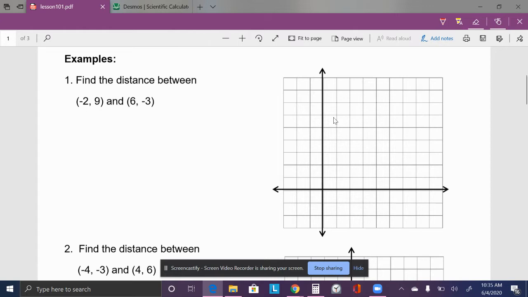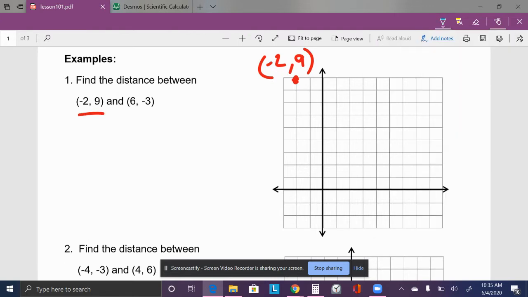All right, so we start off with this problem right here, (-2, 9) and (6, -3). So how do you graph (-2, 9)? You start from the middle, you go left 2, up 9. And this actually goes all the way to the top. I just want to double check that. Yep. So this is the point (-2, 9). All right, so that's how you graph that one.